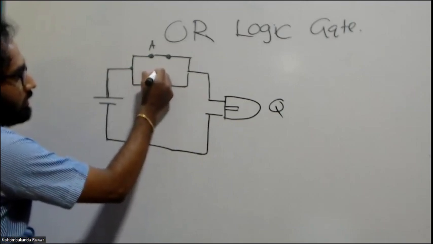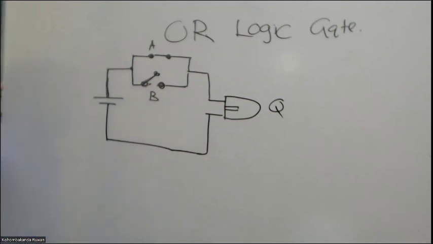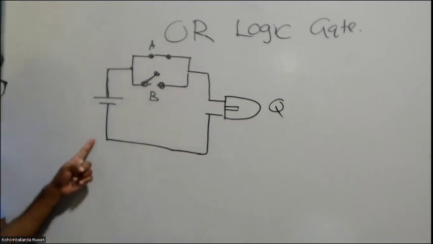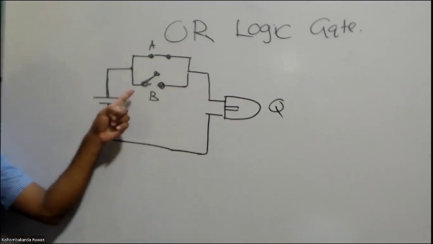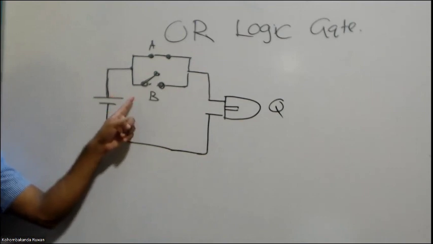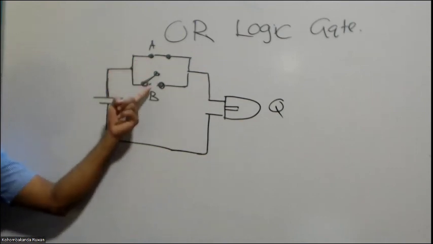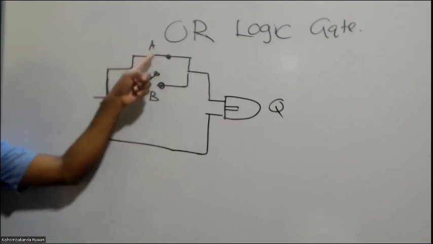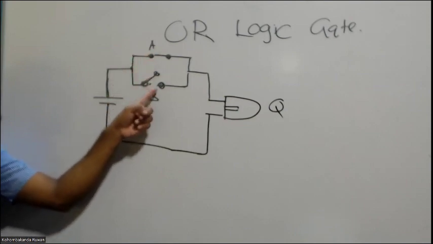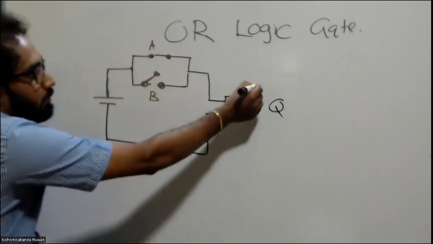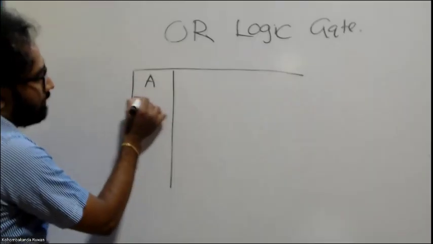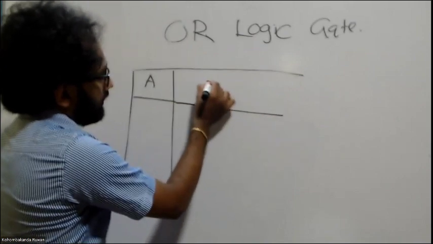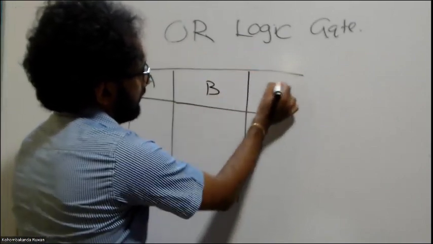You can draw this like this. This is the electronic circuit when one logical state is 1. A is equal to 1 here, B is 0, but you can see the bulb is switched on. The first one is A, the second one is B, the third one is Q.